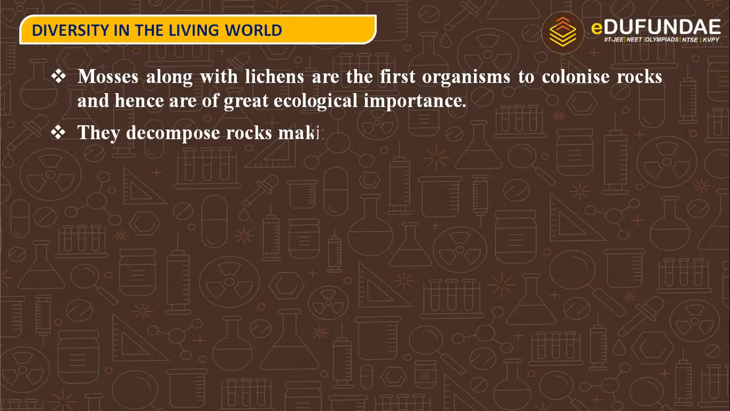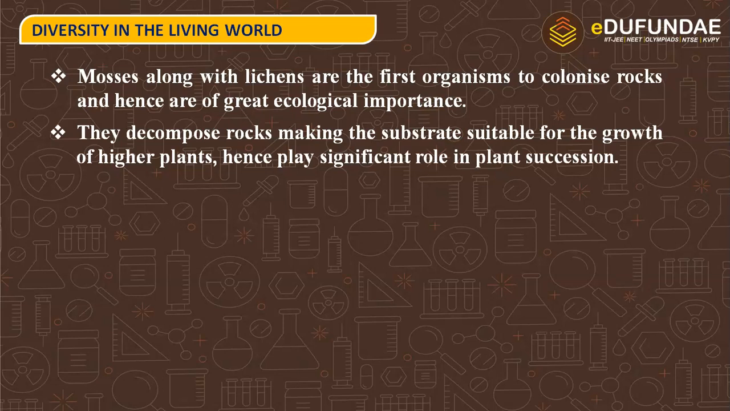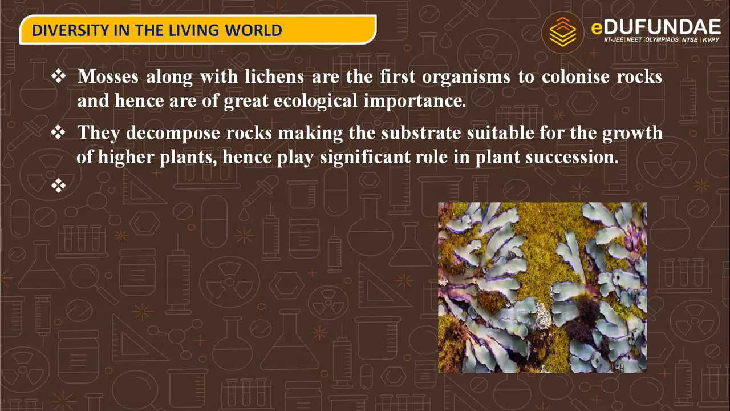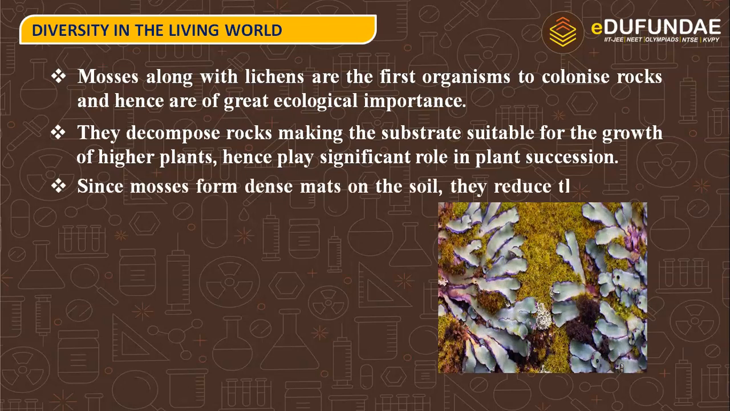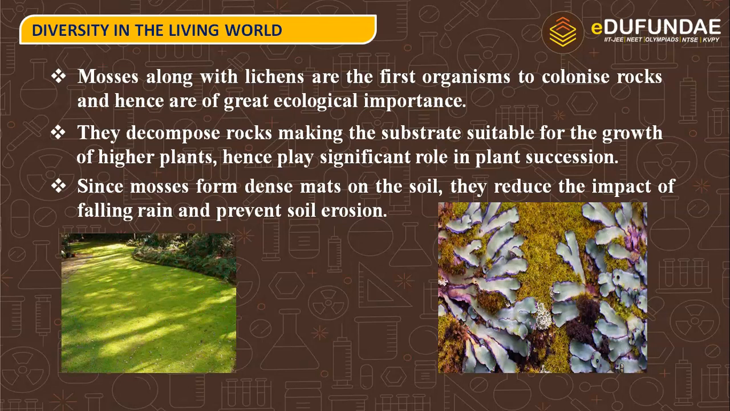in plant succession, we observe that the lichens are the first members to colonize a particular rocky area. But along with those, the mosses are also there and they help in the plant succession. Also, there is one more role, that is the mosses form dense mats on the soil. They reduce the impact of falling rain and prevent soil erosion.